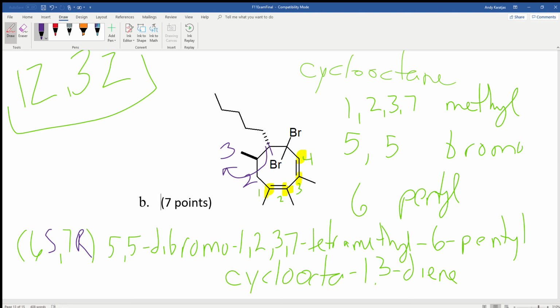So our full name for this molecule is therefore 6S,7R-5,5-dibromo-1,2,3,7-tetramethyl-6-pentylcycloocta-1,3-diene.